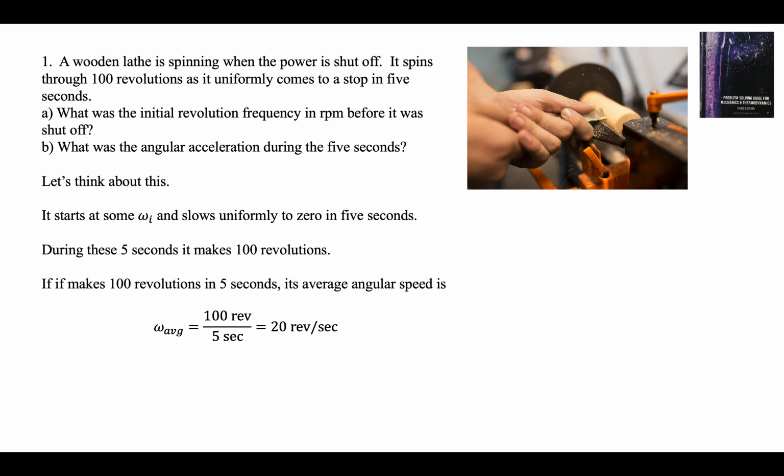It ends up at 0. If it ends up at 0 and the average is 20 revolutions per second, the starting must have been 40 revolutions per second. So we have part A, 40 revolutions per second.